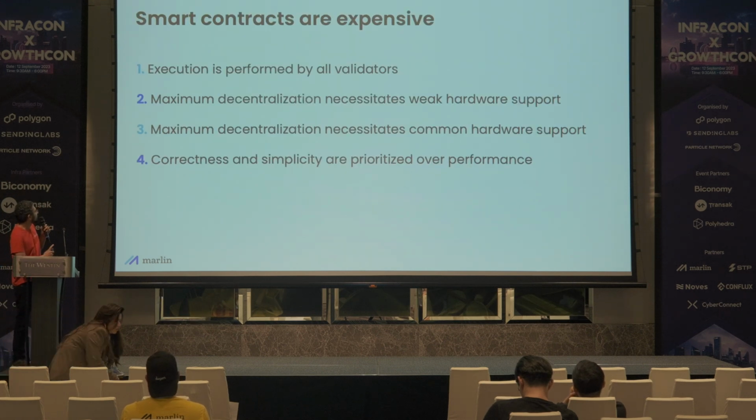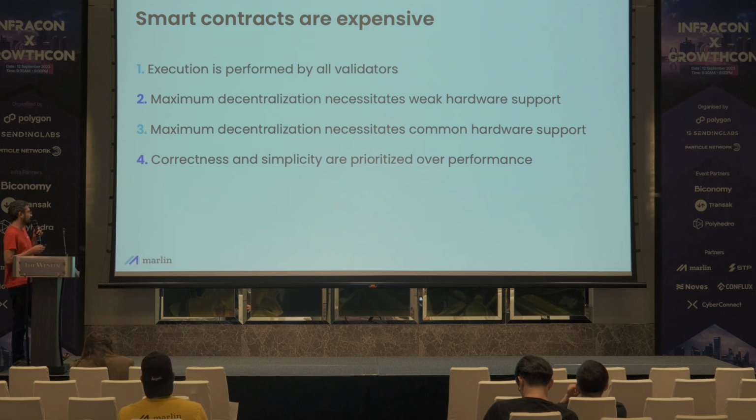So, the main reason is this. The experience on Web3 today sucks because smart contracts are really expensive, and that's because the execution today is basically performed by all the validators on the network, right? And Ethereum targets maximum decentralization, which means it has to support hardware that's not as strong, and it has to target common hardware that anybody and everybody can use. It also makes a decision to prioritize correctness and simplicity over performance.